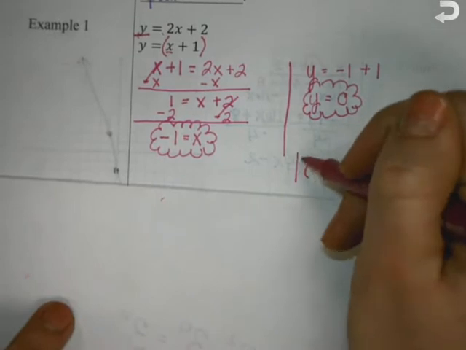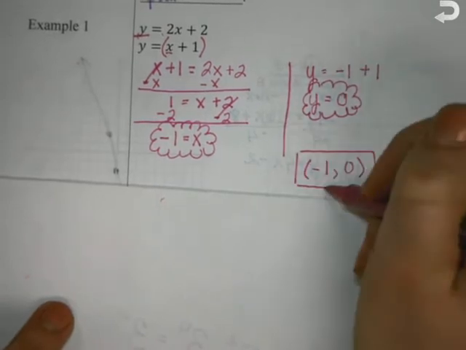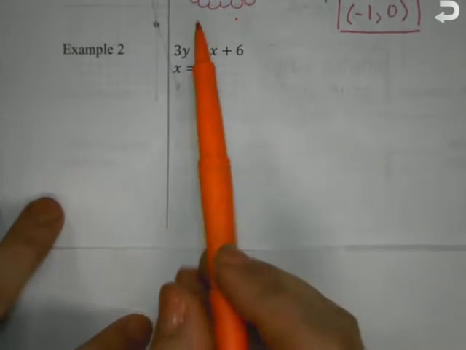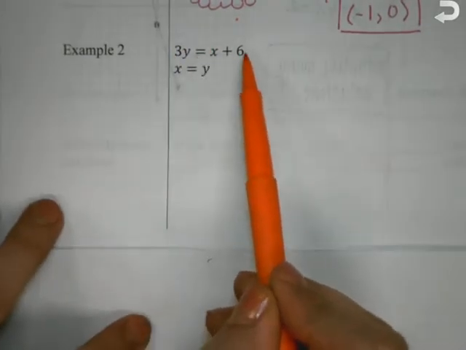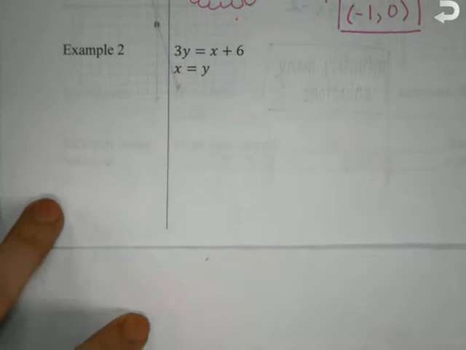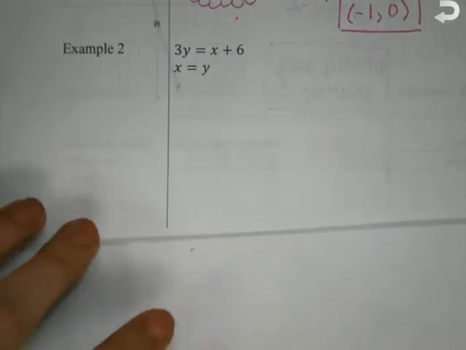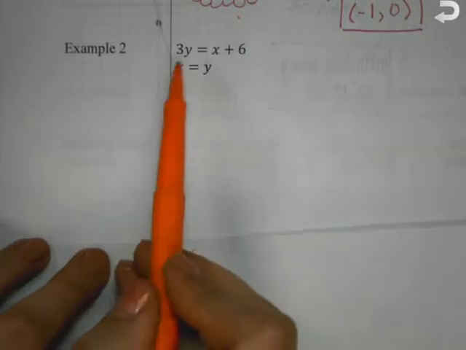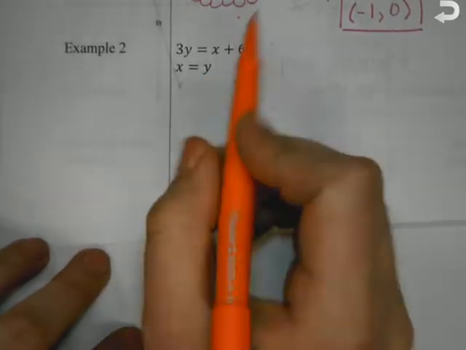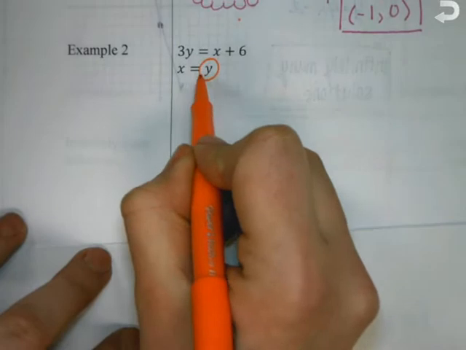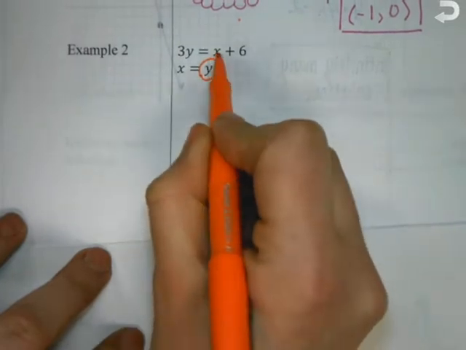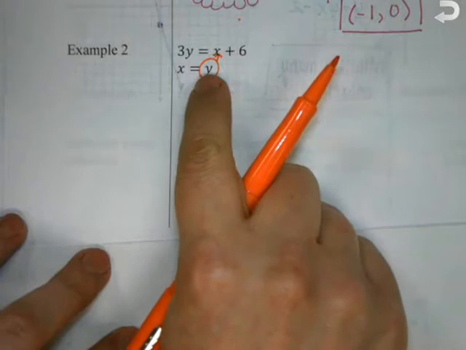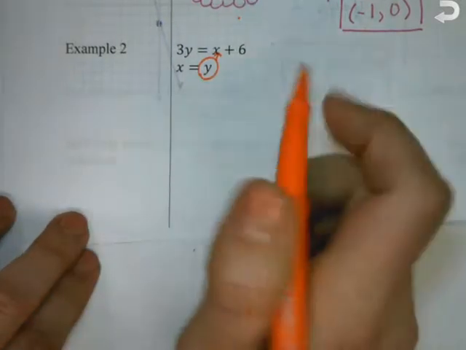So second system, I have 3y equals x plus 6, and x equals y. I need to solve for a variable first, but before we do that, is a variable already solved for? Yeah, x equals y. So what we're going to do is take that y and plug it in for x, because x is equal to y, right? So what am I going to have? 3y equals y plus 6. Good.